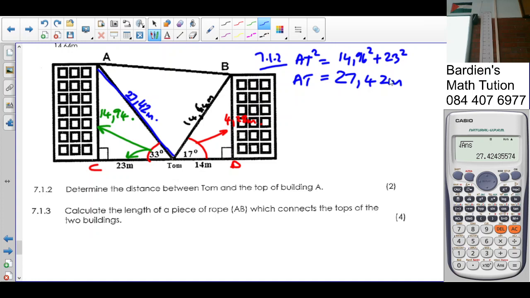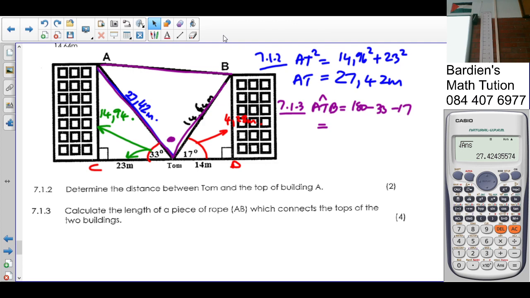Then in 7.1.3, calculate the length of a piece of rope AB which connects the top of the two buildings. If you look here, they want you to calculate this length here. But what do we have? We have two lengths and we can calculate the included angle. So which rule are we going to use here? It has to be the cosine rule. So angle ATB is equal to 180 minus 33 degrees minus 17 degrees, because of angles on a straight line. That's 130 degrees.